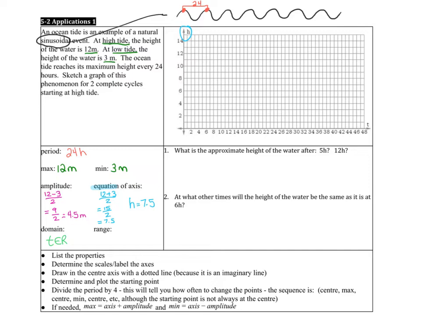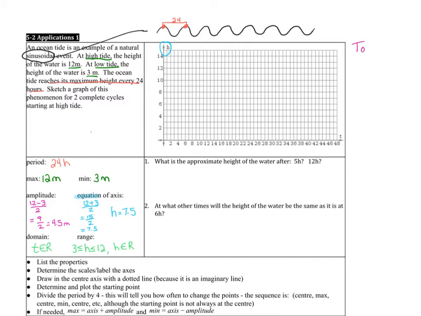And for the range, the minimum is 3. And instead of y, we're going to use h. And the maximum is 12. And then you're going to write h ∈ [3, 12]. So that's how you get the properties by reading the information in the word problem. Now, what I'm going to be showing you is how to graph this. And there's lots of different ways to graph this, but this is the way that I would have you graph it.